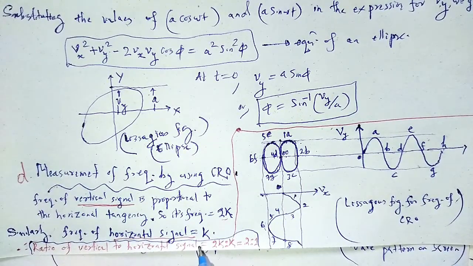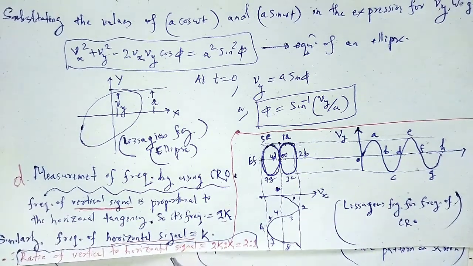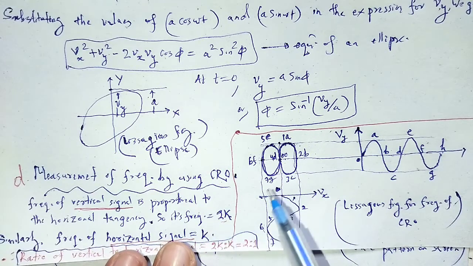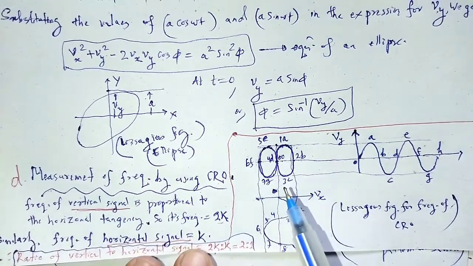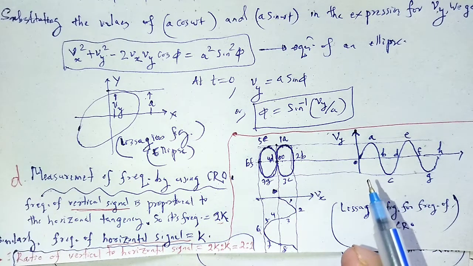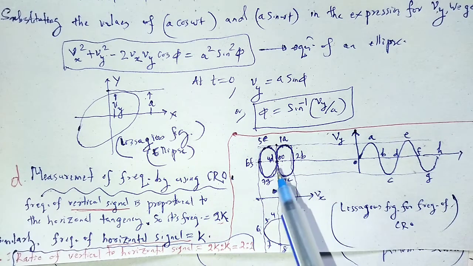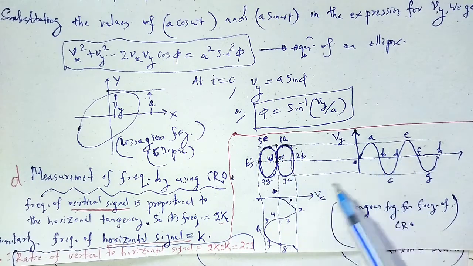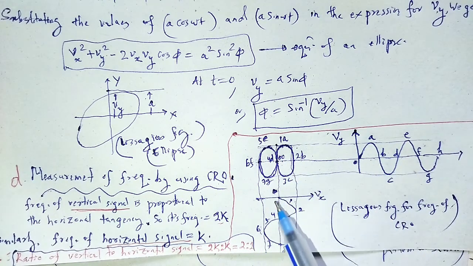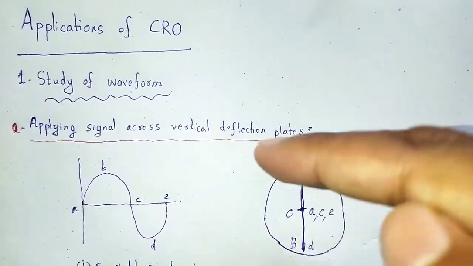In this way we calculate the frequency by using the CRO. We know the ratio of the frequencies of horizontal to vertical signal. If one of the signals is given to us, the other is easily measured using that relation; using the Lissajous figure we first obtain the ratio, then calculate the frequencies. So with the help of this video lecture you understand the applications of the cathode ray oscilloscope.